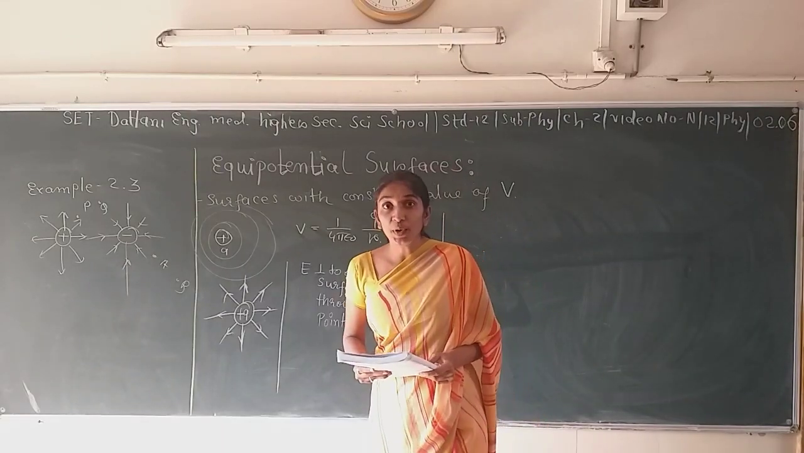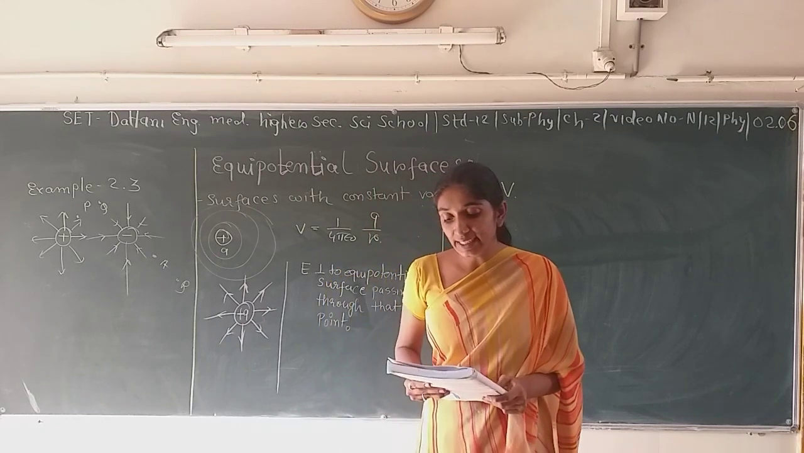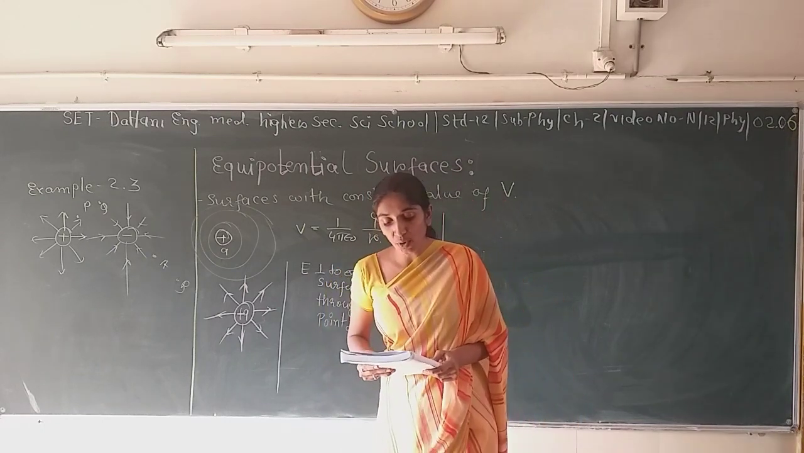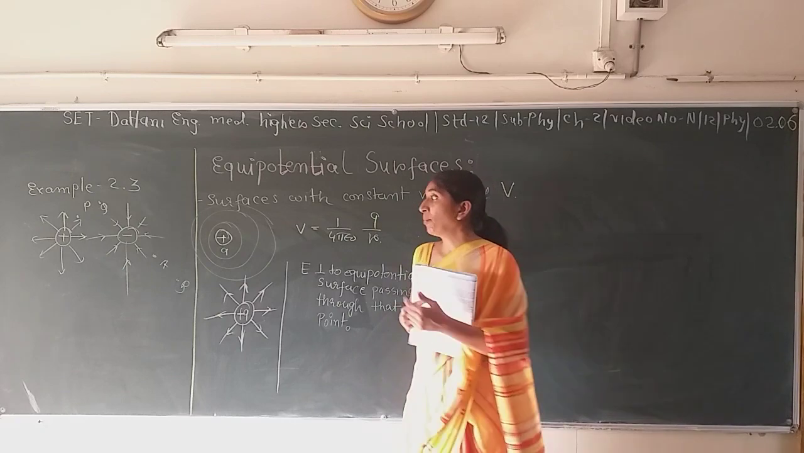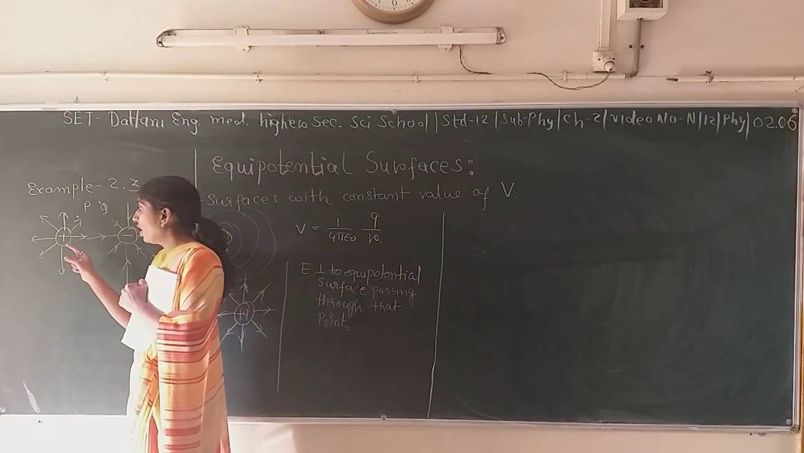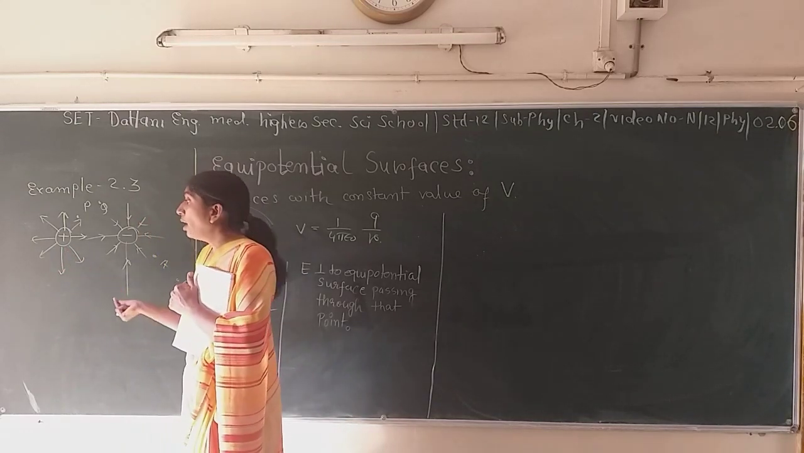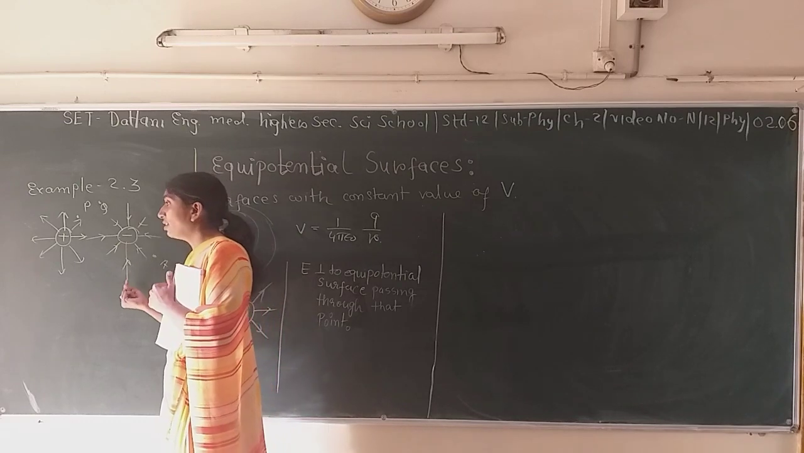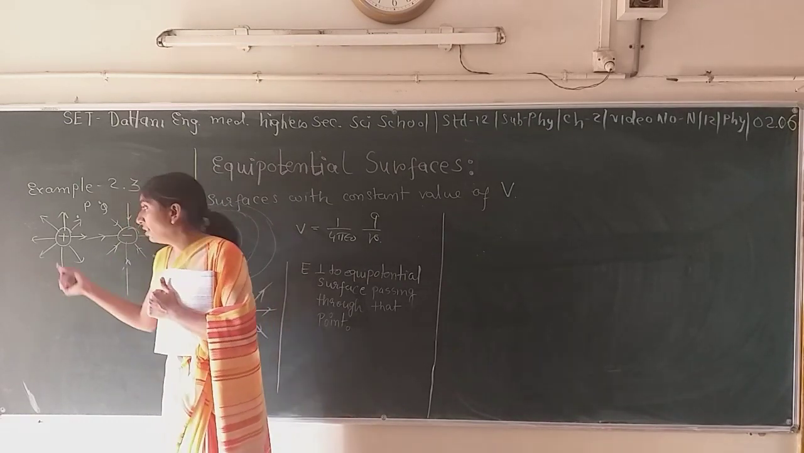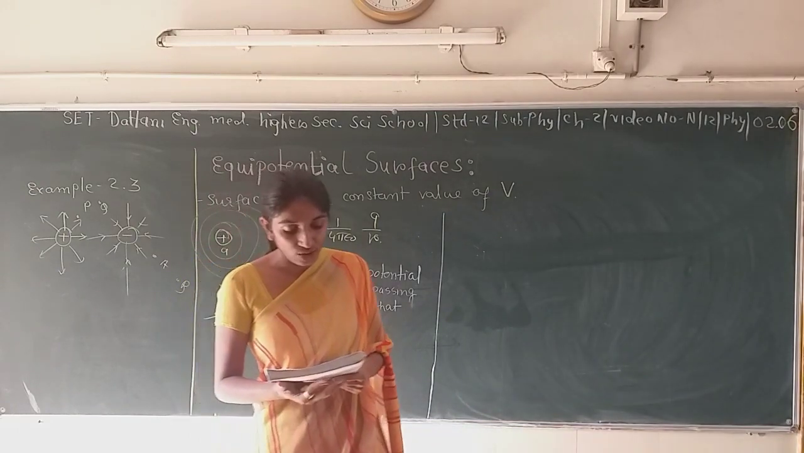Example number 2.3. Figures A and B show the field lines of positive and negative point charges respectively. So we all know that for positive charges, electric field lines are always bulging outwards. For negative charges, it is going inside. Here these are coming outside of the positive charge.